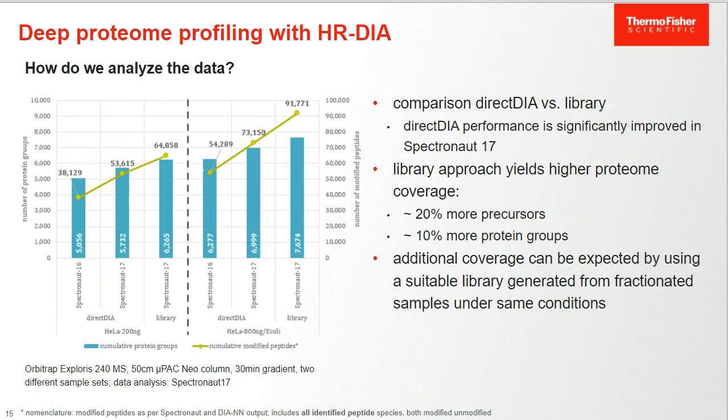Here, we wanted to compare the direct DIA versus the library-based approach. First, we compare the direct DIA performance of Spectronaut 17 as compared to Spectronaut 16, which has a clear advantage over the previous release. When you compare the direct DIA approach versus the library-based approach, the library-based approach has identified more than 20% more precursors and more than 10% more protein groups, which is expected. Additional coverage in the library-based approach can be obtained by using a suitable library generated from fractionated samples under the same conditions.